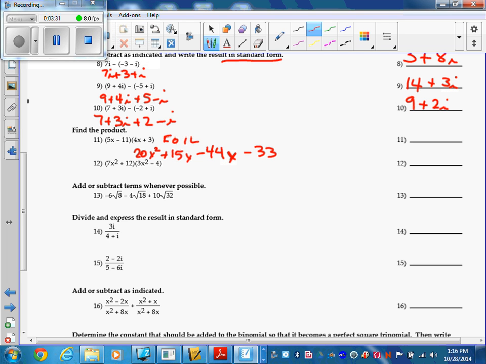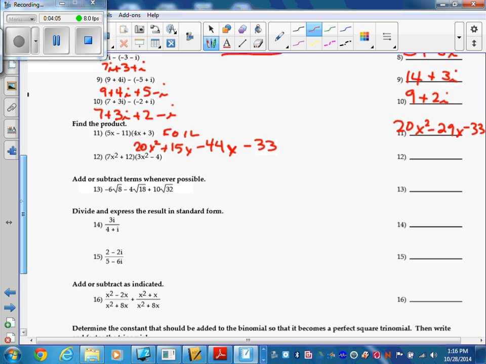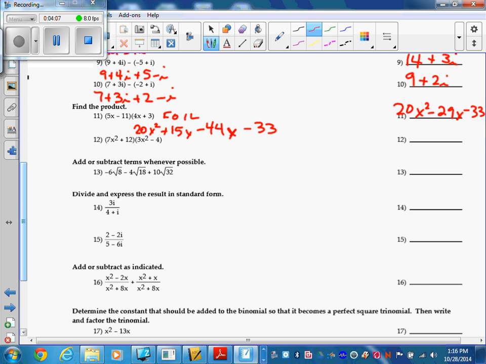Collect like terms. And we get 20x squared. 15x minus 44x. What is that? Negative 29x. Minus 33. Is 29 right? Just checking it with the calculator. It is. Okay. All right, so again, we're FOILing.